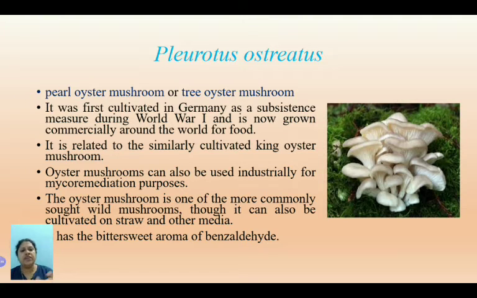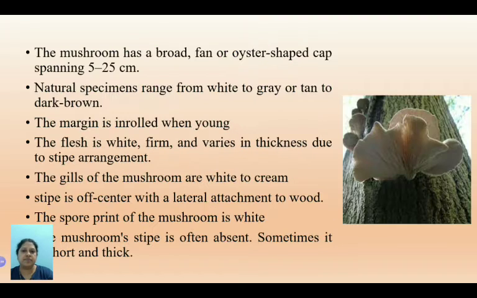It has a sweet smell, a bittersweet aroma of benzaldehyde. Coming to the structure, it has a broad fan or oyster shaped cap, and the spanning length of the cap will be around 5 to 25 centimeters, depending upon the growth. Mostly it will be white to gray or tan to dark brown in color, and you can see the margin is enrolled. That is, the margins will be infolded when it is young. Later on, it becomes firm, white, and it moves outside in the older stages, and the flesh is very thick.